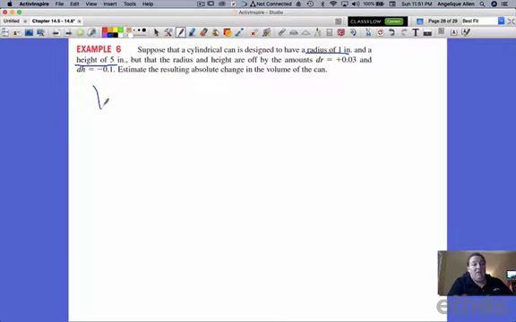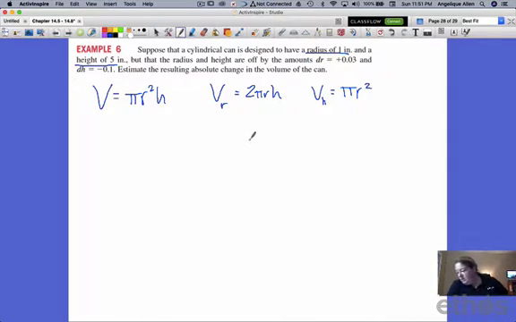All right, so if you recall, the volume of a cylinder is pi r squared h. So we're going to end up needing the derivative of the volume with respect to the radius. Okay, so that's going to end up being 2 pi rh. And then we're going to need the derivative with respect to height, and that's going to be pi r squared. So there's our two derivatives we're going to need.